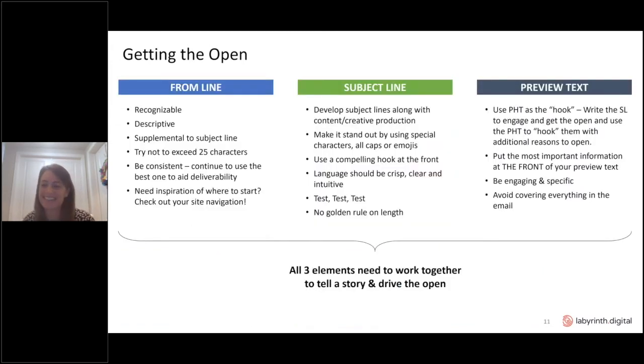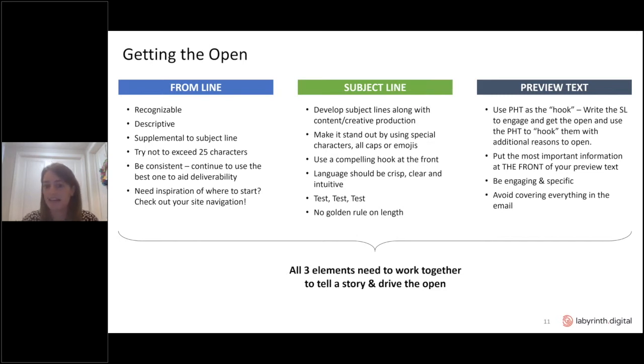All right, so just a little more information around those three elements, in terms of best practices. The from line should be recognizable and descriptive of your brand. Ideally, you want to keep it under 25 characters so that it doesn't get cut off. And you should use that same from line very consistently, because that helps with deliverability, so that your emails show up in the promotions tab, not in spam.